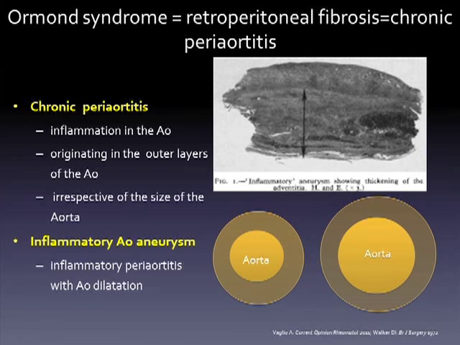They can come in two flavors, with a normal size aorta or a dilated aorta. Now, I don't want to create too much confusion, but this situation here of chronic periaortitis or retroperitoneal fibrosis with dilated aorta is also called inflammatory aortic aneurysm.